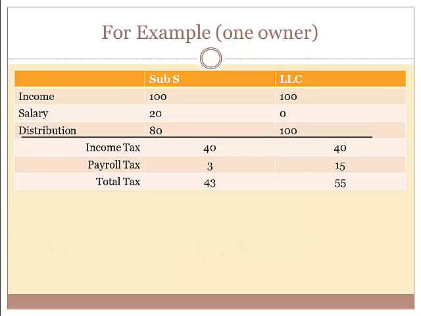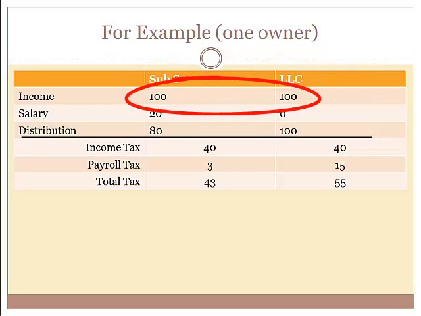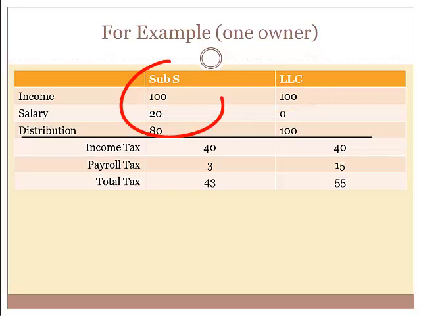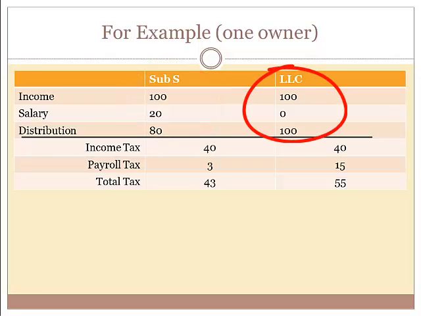So if we look at an example here, let's say that we have a one-owner organization, and it can either structure itself as a Subchapter S or an LLC. The purpose of this is to make money, and the individual wants to have $100,000 income coming to them at the end of each year. If structured as a Subchapter S, they can choose to have that $100,000 coming as $20,000 in salary and $80,000 in distributions. Whereas the LLC cannot take a salary, and so it must take the $100,000 as a distribution.